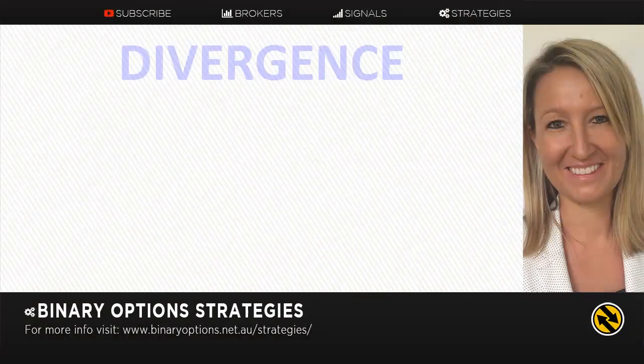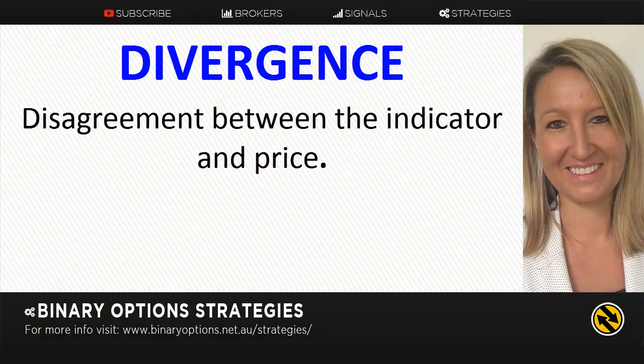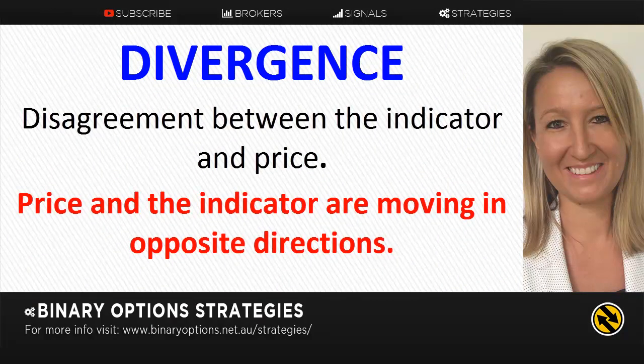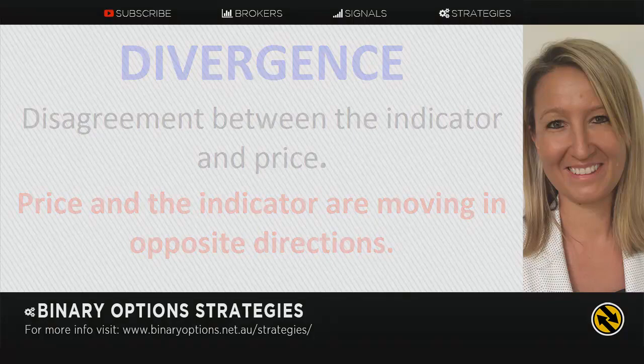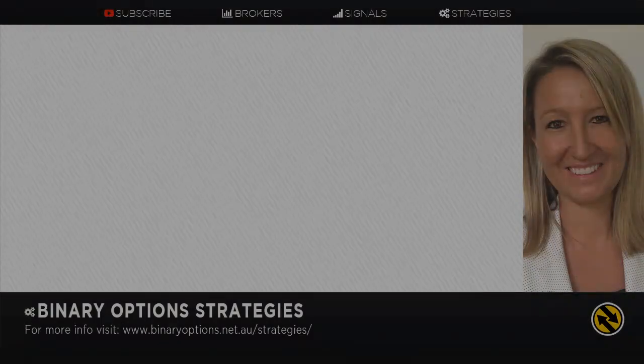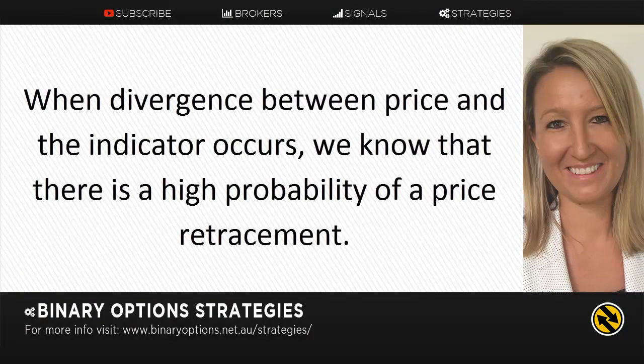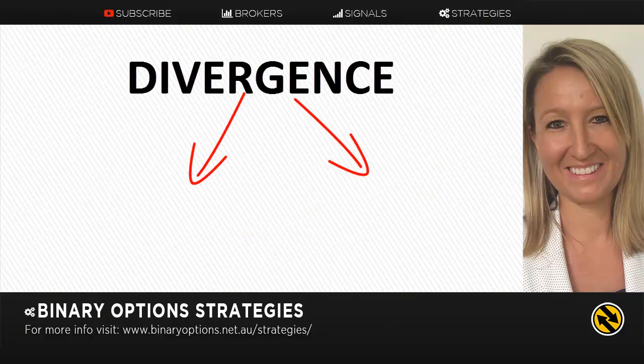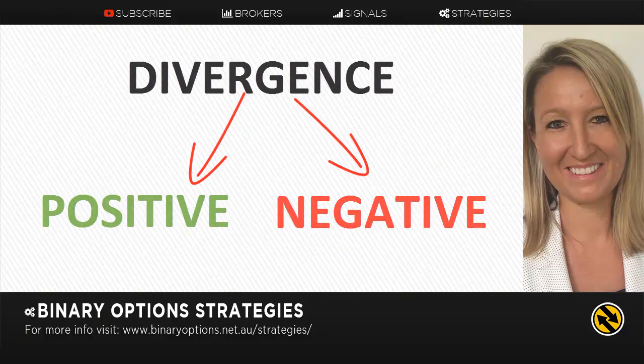Divergence occurs when there is a disagreement between the indicator and price. That is, they are moving in opposite directions. Divergence in an uptrend occurs when price is making a higher high, but the indicator does not make a higher high. In a downtrend, divergence occurs when price makes a lower low, but the indicator does not make a lower low. When divergence between price and the indicator occurs, we know that there is a high probability of a price retracement. There are two types of divergences, positive and negative.